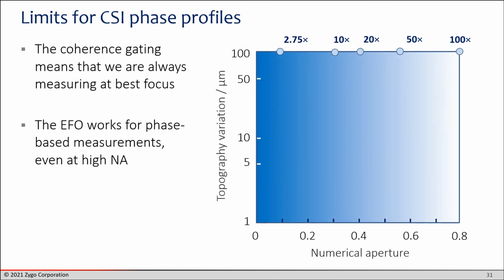Turns out there's some good news here. By virtue of the fact that you're scanning the object, you are always taking the data at the position of best focus. This is the coherence gating effect of coherence scanning interferometry. It's one of the benefits of coherence scanning interferometry. And we inherit that benefit in the EFO modeling work for phase-based measurements. Even at high NA, you can get pretty good results.